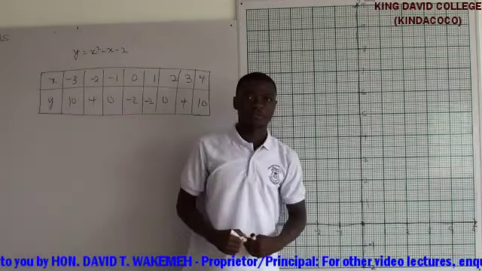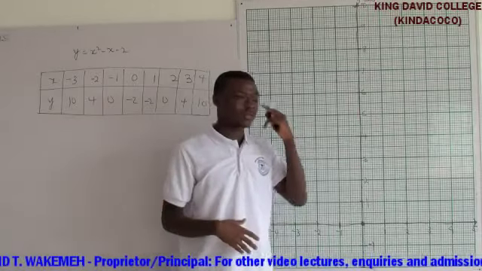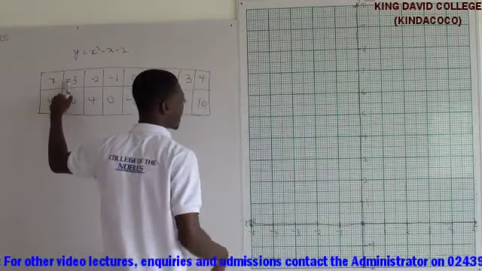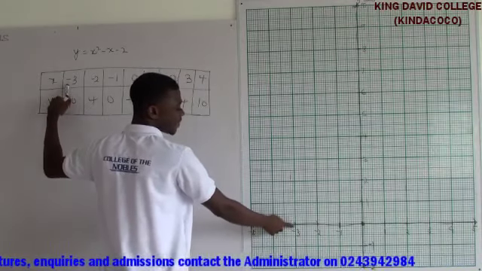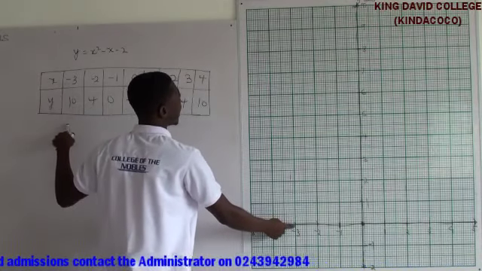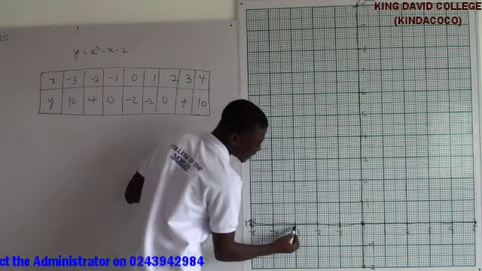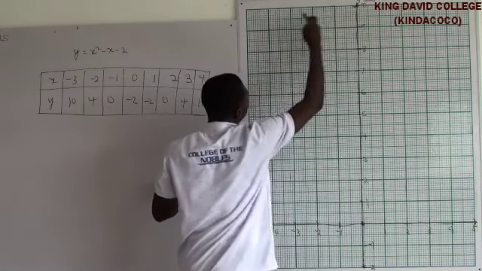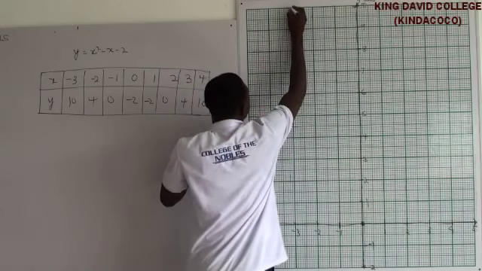Very well. So now that we've established this, we can now translate whatever is on our table onto our graph. You can translate it to the graph. So let's go on. So we have at negative 3 on the x, we have 10 at the y. So at negative 3 on the x, we have what? 10 at the y. So you put a plot over there.